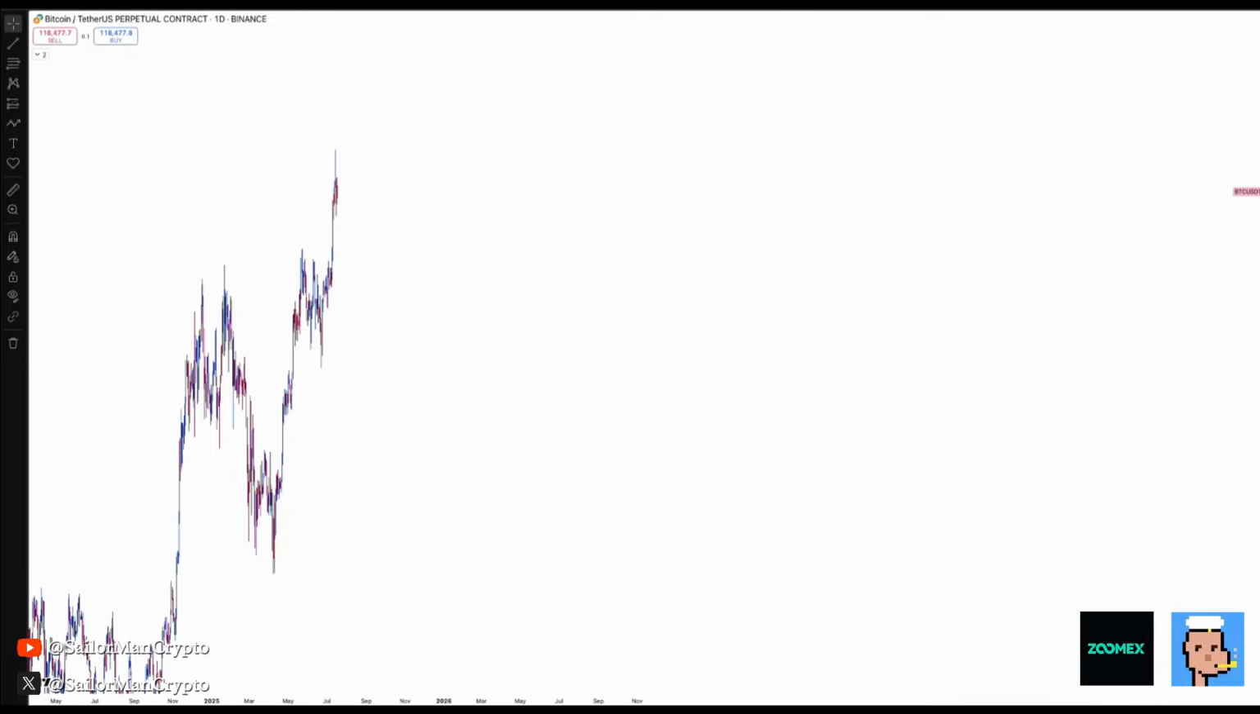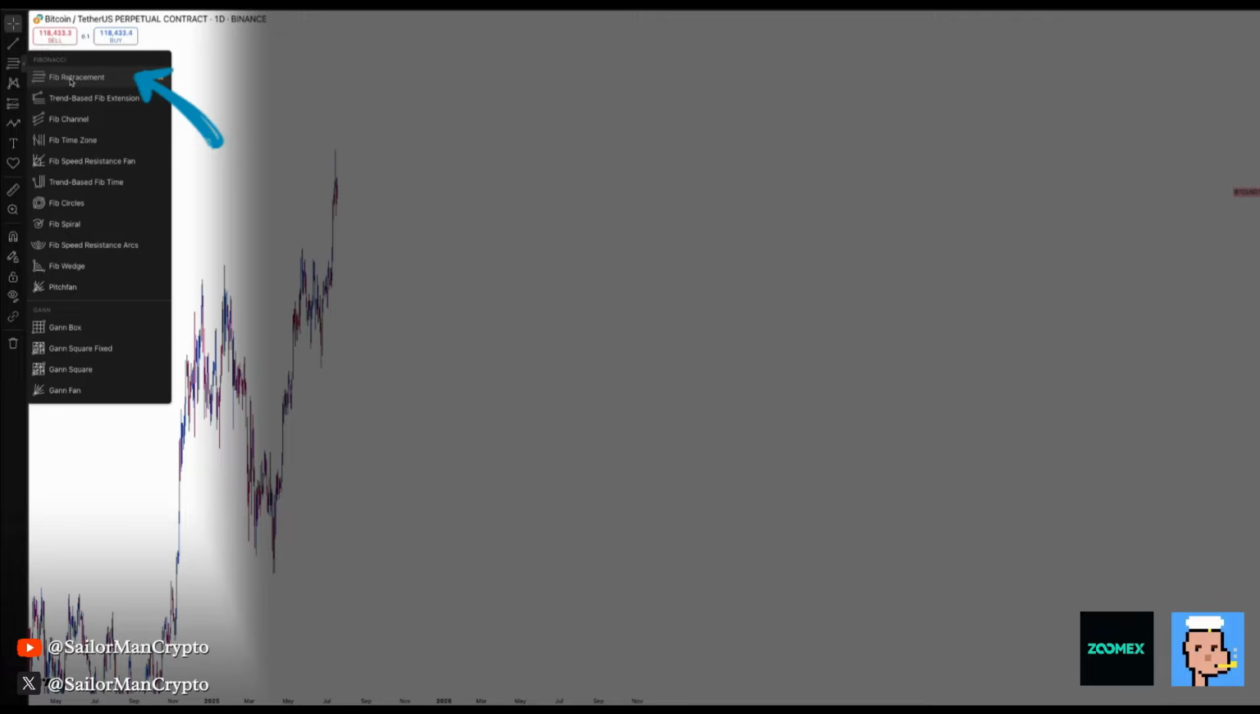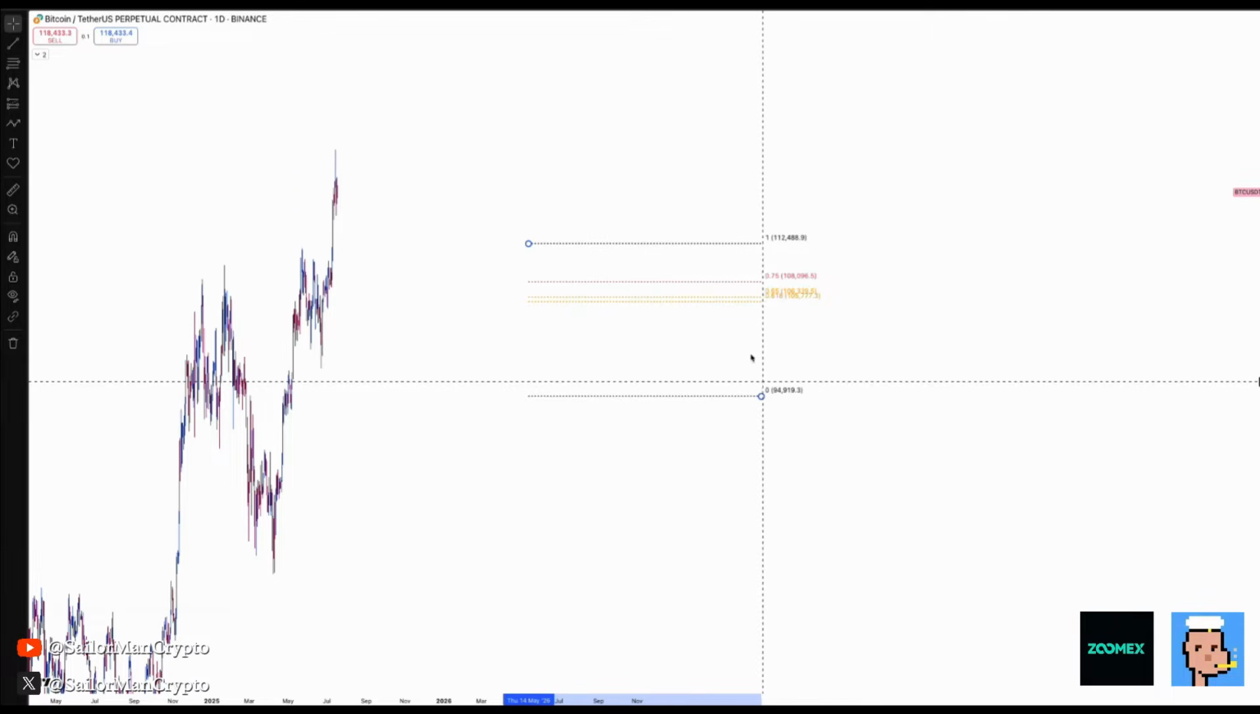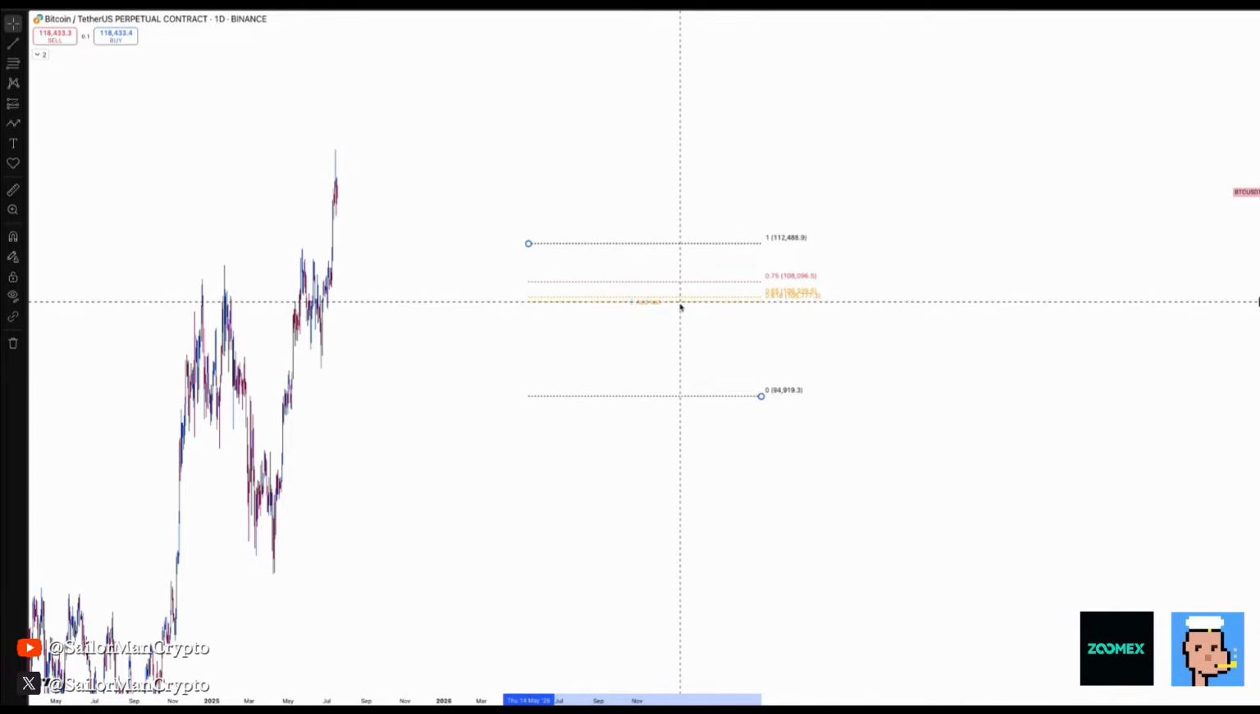But without further ado, let's move to the chart and see how to set and use the Fibonacci Retracement tool. First of all, the tool is integrated in TradingView and also in most trading platforms. In TradingView, you can find it here in the right column, this Fibonacci Retracement. Once you open it, you can see the settings that I'm using, which are very simple.